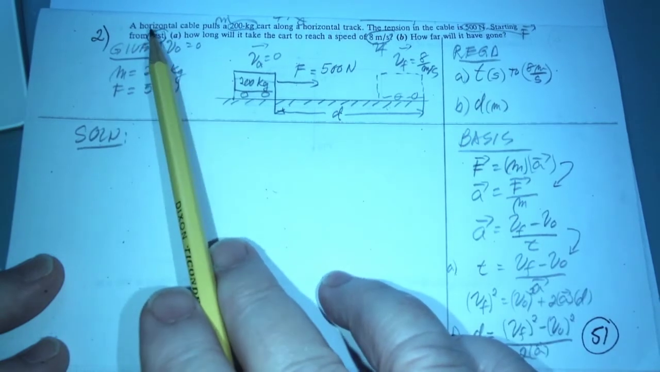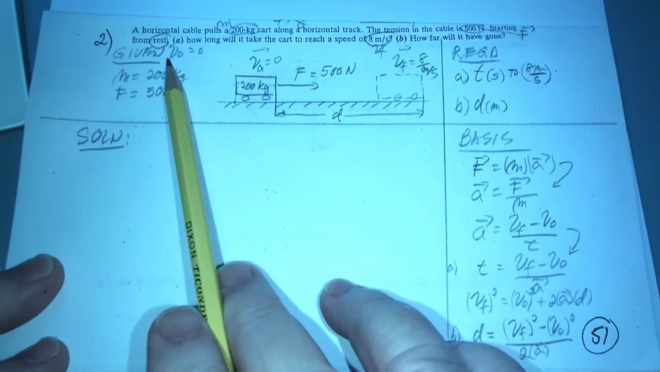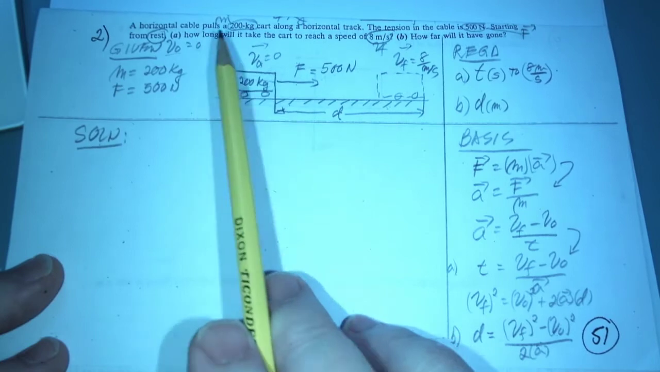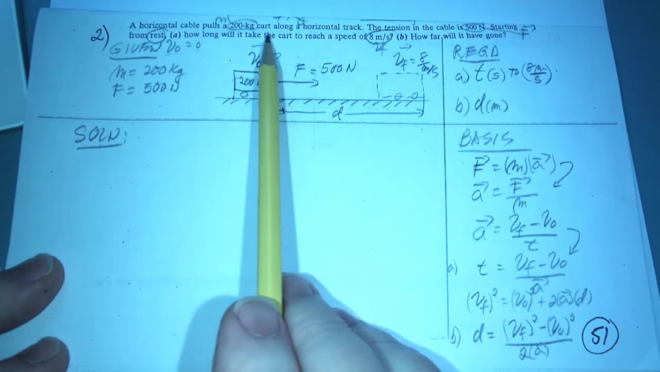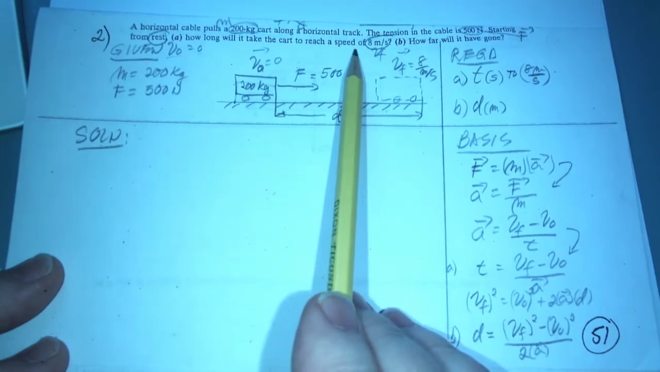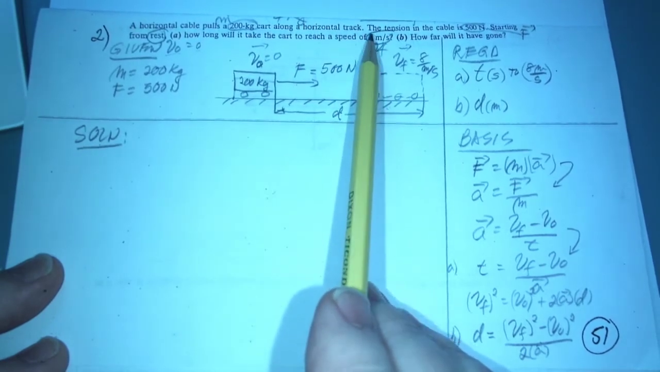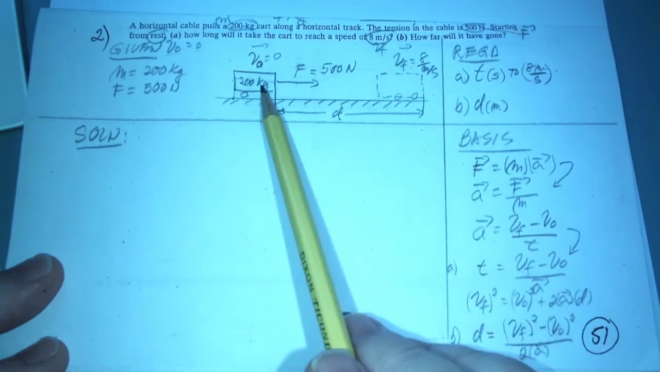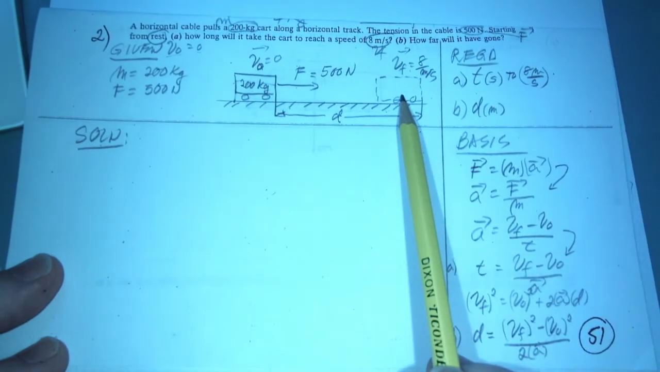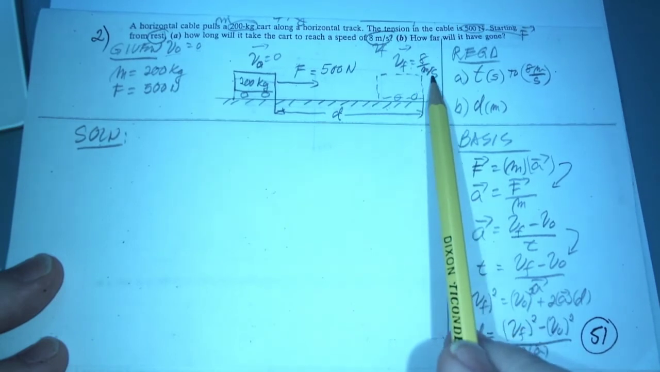starting from rest. The word rest means VO is equal to 0. So initially it's not moving. VO is equal to 0. How long will it take for the cart to reach a speed of 8 meters per second? And that is going to be your VF. So it's not moving, and then here it's going to be 8 meters per second.